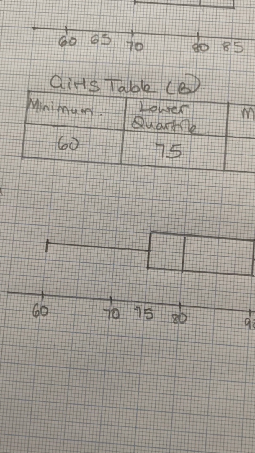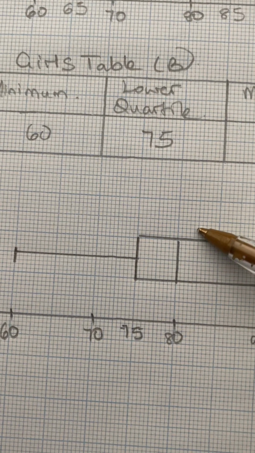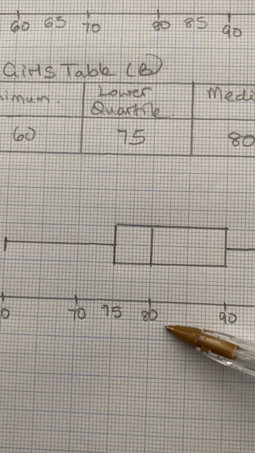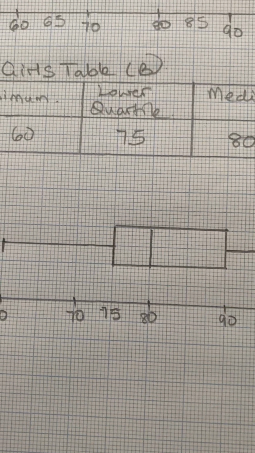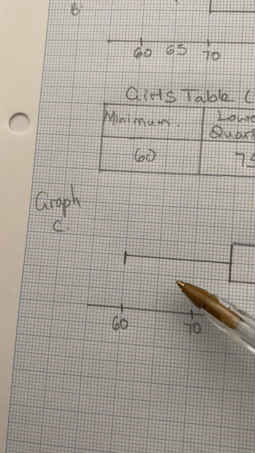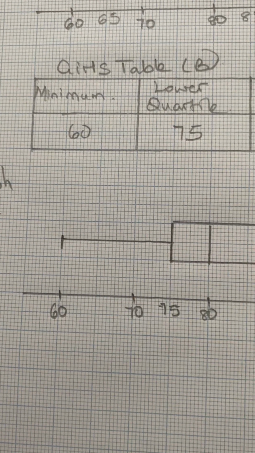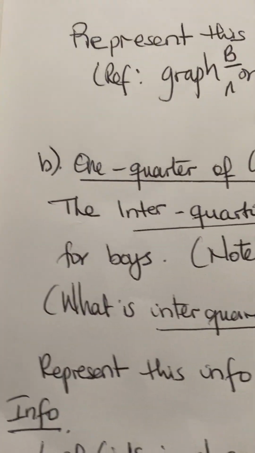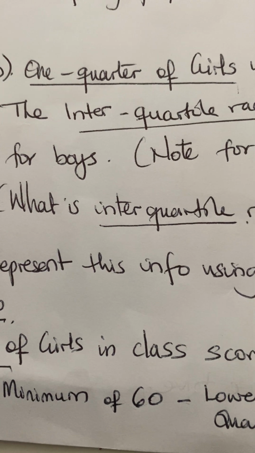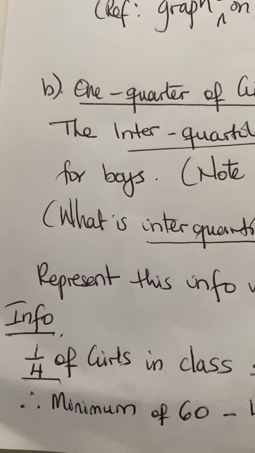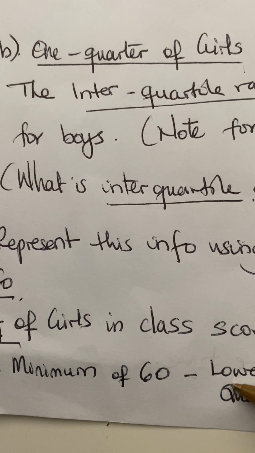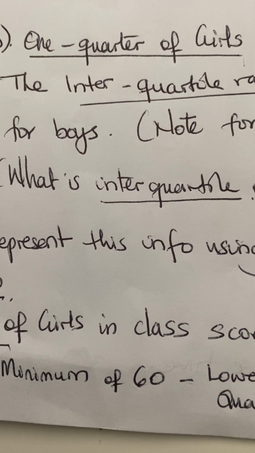Now the median is still 80. Okay, it's only the interquartile range that has changed. That is the middle mark. Now the minimum, we are not told here, but we are told that one quarter of the girls in the class scored 75 or less. Okay, so the minimum is 60, the lower quartile is 75.